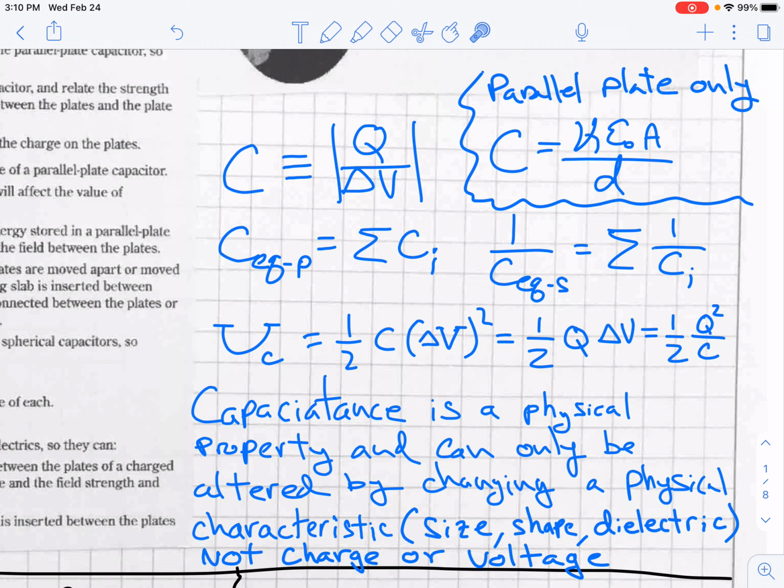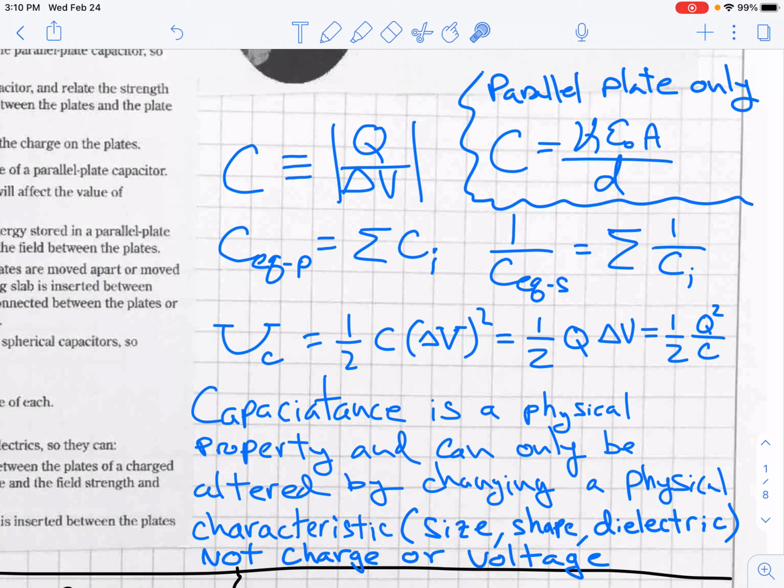And then if you substitute in here, delta V, if you rearrange this, delta V would be Q over C. And when you substitute Q over C right here, Q times Q is Q squared over C. So all 3 of these can be found by taking any one of them and doing some substitutions. Last thing to be aware of, this is not on the equation sheet, but capacitance is a physical property and can only be altered by changing a physical characteristic, like the size of a capacitor, the shape of it, or the dielectric that you have inside of it.